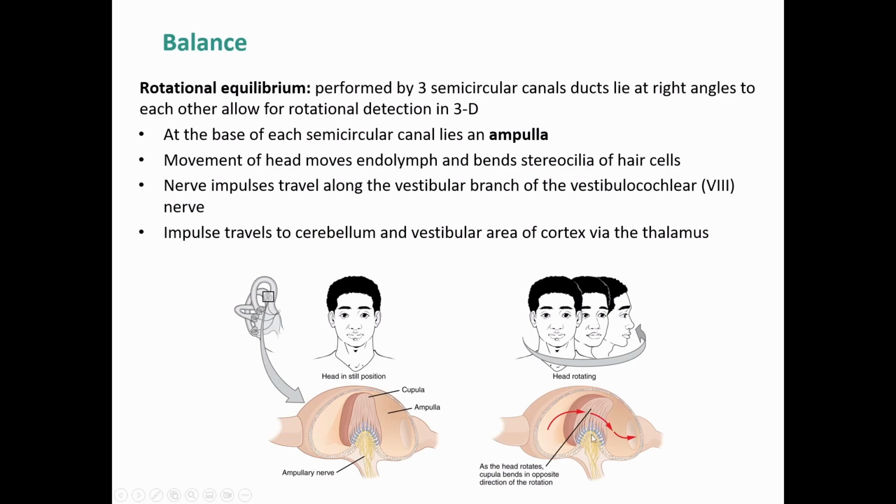And as it bends, the hair cells will also bend. When the hair cells bend, we go through that same process, where we depolarize or hyperpolarize depending on how we bent, and then that causes us to release neurotransmitters to communicate with the neurons, which will then stimulate a nerve impulse along the vestibular branch of the vestibulocochlear nerve. Same thing, we're traveling to the cerebellum and the vestibular area of the cortex via the thalamus.